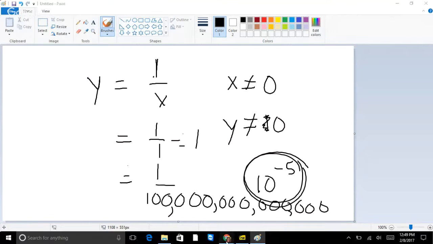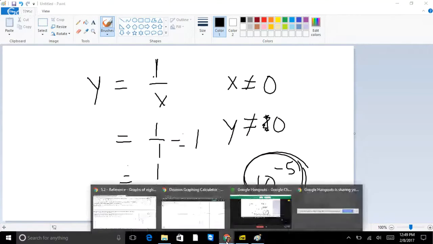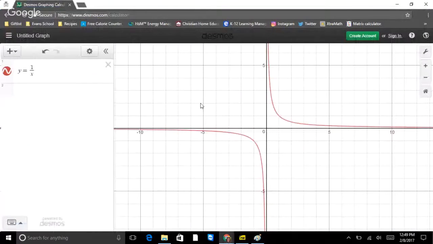If we go back to the graph, if we wanted to talk about the domain and the range of this graph, this is a graph of the inverse function. It's called a hyperbola, and the domain is all reals except x equals 0, and the range is all reals except y equals 0.